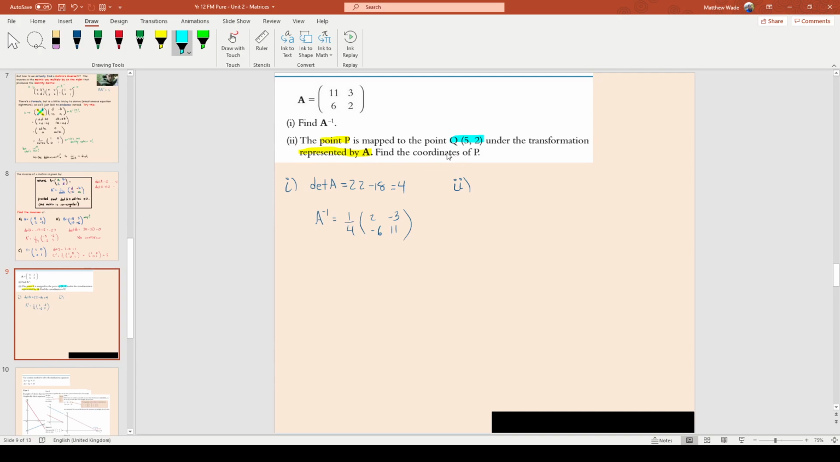Yeah, P is... I don't know why I'm doing these different colors. P is mapped to... I'm confused. I had a reason for highlighting them, and I forgot what the reason was halfway through. The point P is mapped to the point Q under the transformation represented by A. Find the coordinates of P.